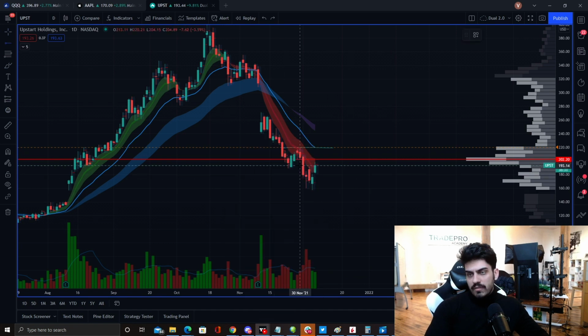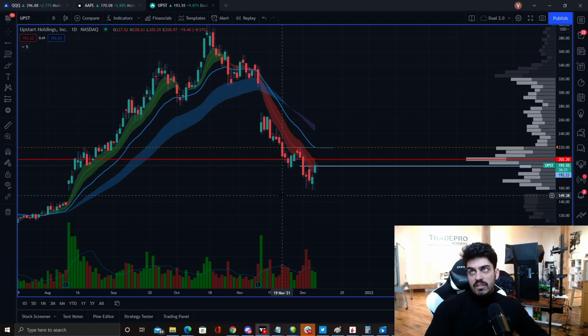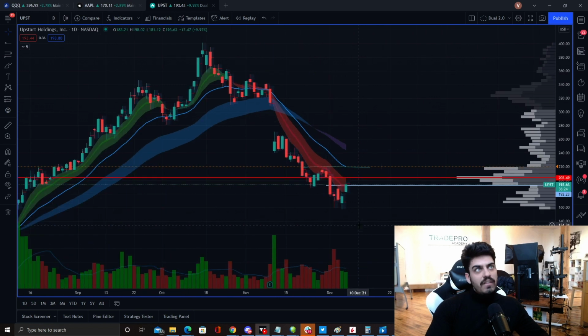So on Upstart, obviously we have order flow to thank for this, because this is what identified this potential move. There's more to it than just this, but as a beginner, just identify where the key resistance points are going to be. For example, with Upstart, this is going to be a little more difficult one.